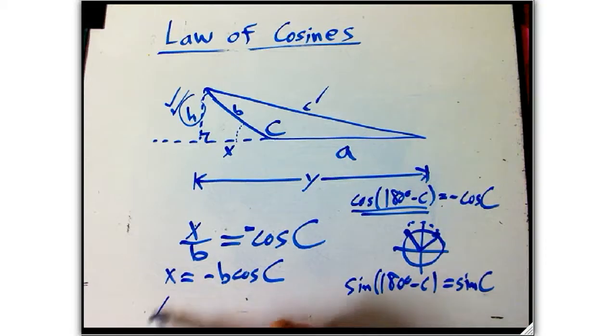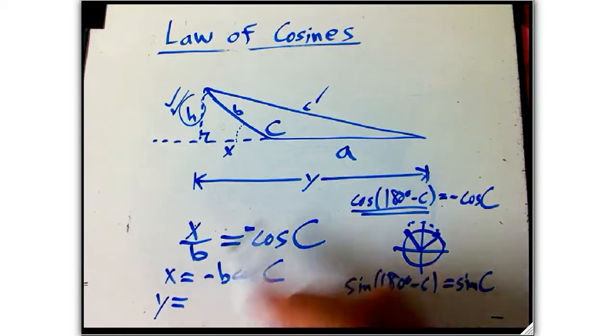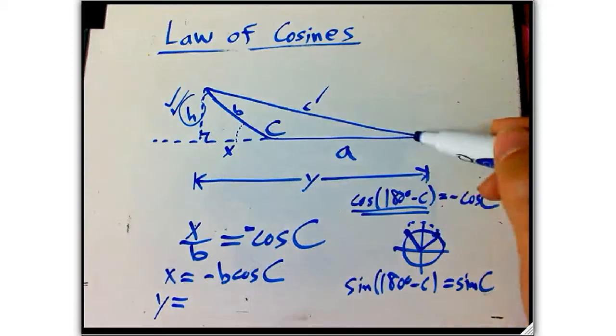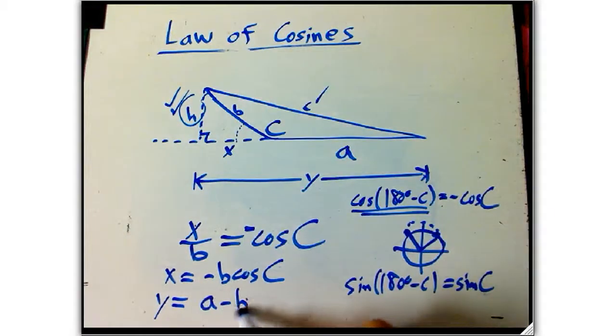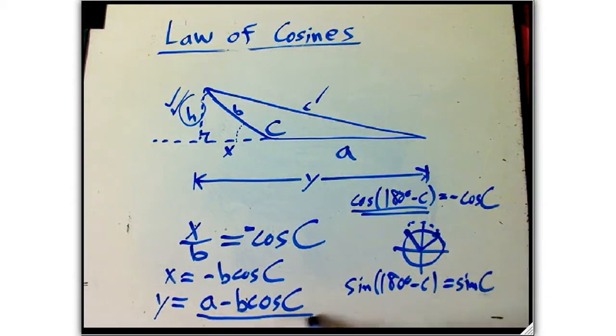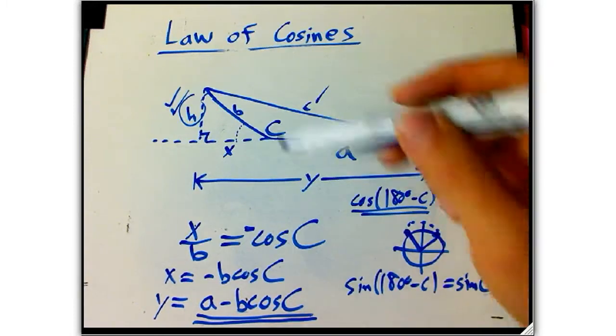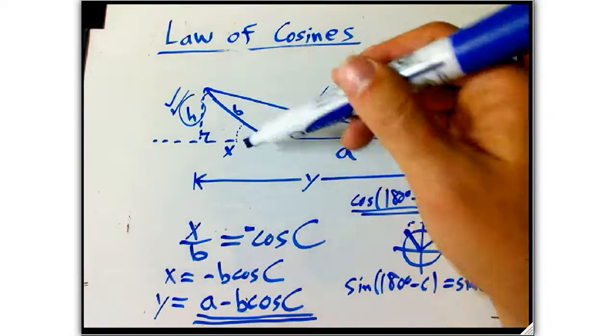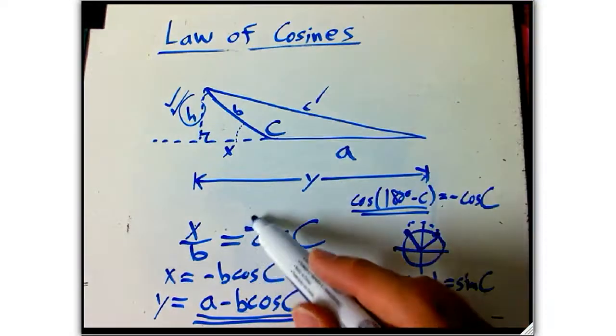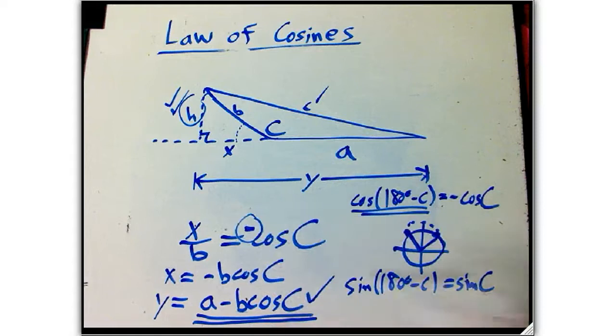And look what happens with the y. Y is now a plus this quantity, or it's a minus b cosine C. If you compare that with the acute case in the other video, that's exactly the same formula. It isn't different at all. So the fact that we had to do a little bit of a different comparison of y and x exactly cancels out the fact that we had to put a minus sign here, and it all works out.